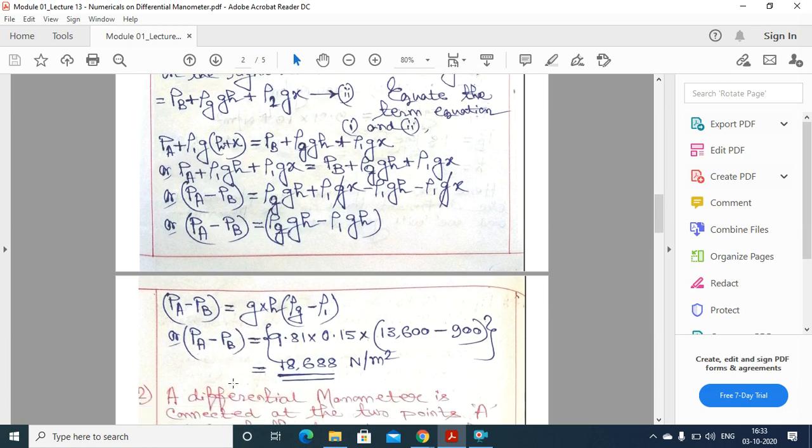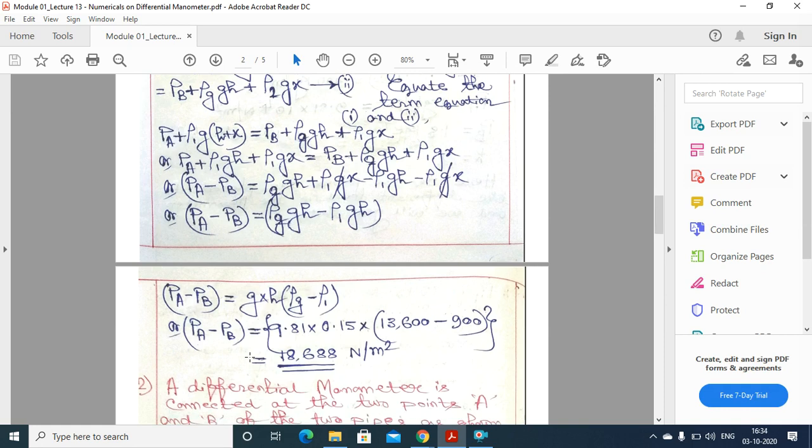Now Pa minus Pb is equal to, just put all the values into this equation. g is the acceleration due to gravity, that is 9.81 meter per second square, small h is given as 0.15, rho g is given as 13,600 kg per meter cube, minus rho 1 is 900 kg per meter cube. So if we solve this, we will get the pressure difference between the 2 points in pipe A and B, that is Pa minus Pb, is equal to 18,688 Newton per meter square.